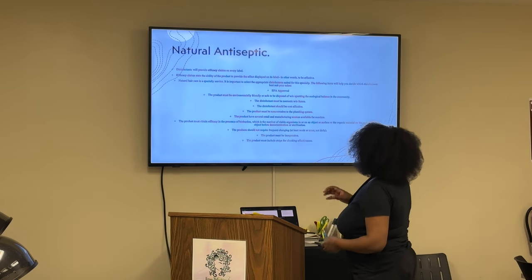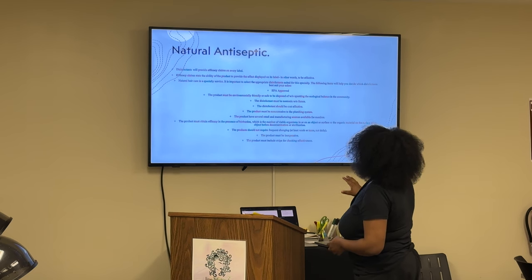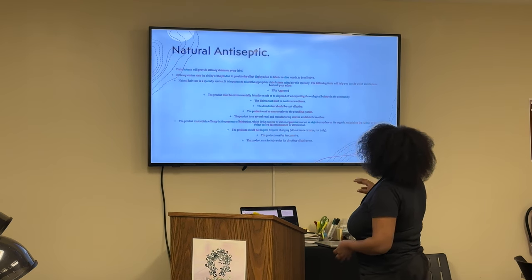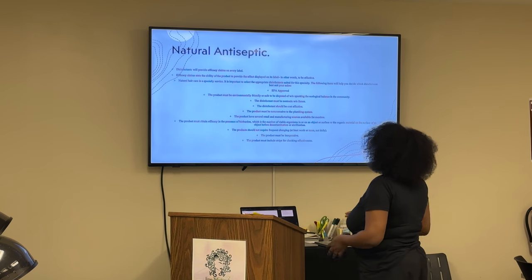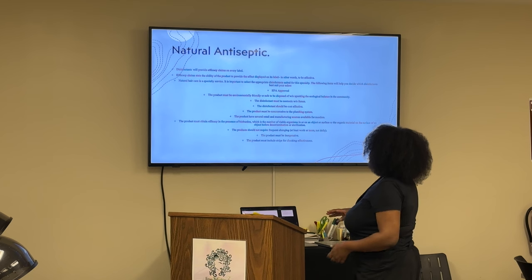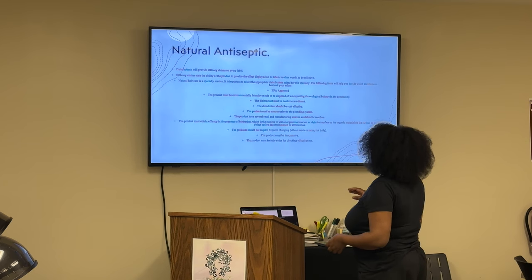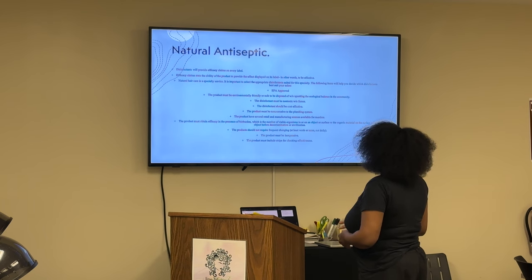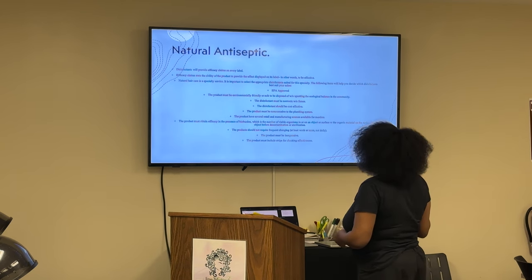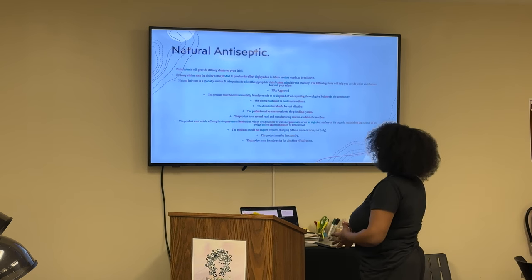Disinfectants will provide efficacy claims on every label. Efficacy claims state the ability of the product to provide the effect displayed on its label, in other words, to be effective. Natural hair care is a specialty service. It is important to select the appropriate disinfectant suited for this specialty. The following items will help you decide which disinfectant is best for your salon.